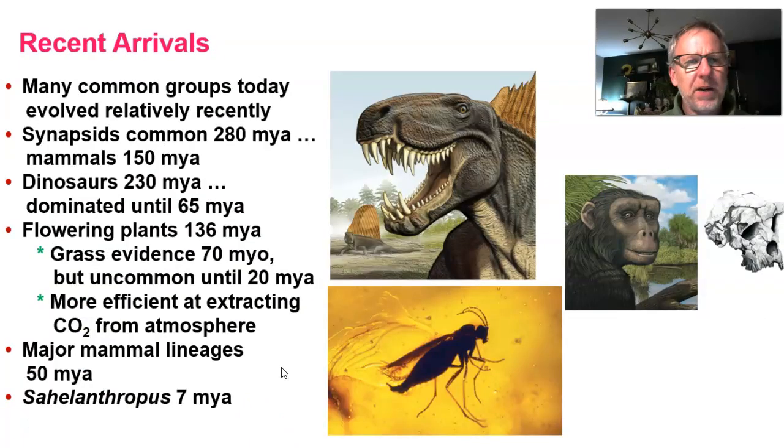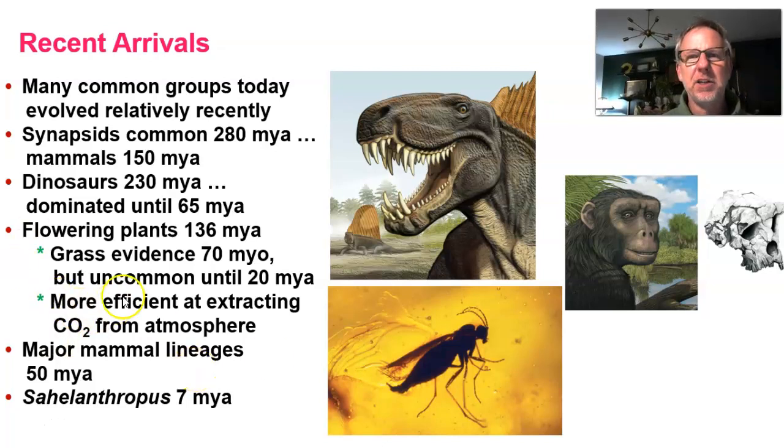So we're wrapping up here with who are some of our more recent arrivals. So many groups that are common today, extant living species, indeed evolved relatively recently. They haven't been around a long time. Now, of course, they have connections to ancient ancestors, but the lineages around today are relatively young.